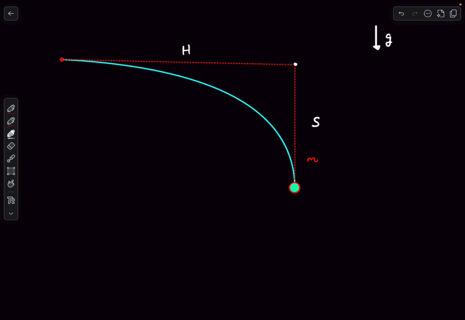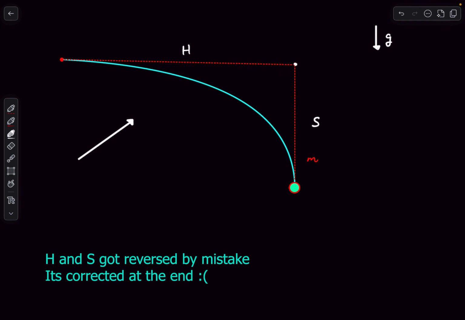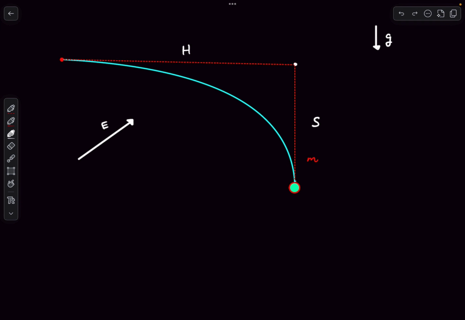So this is the diagram of the situation. The electric field was given to be in some arbitrary direction. First let's define two directions. I'm going to consider the position where the mass is present as my origin, this vertical direction as my y-axis, and this direction as my x-axis. Now I'm going to break the E vector into Ex and Ey.